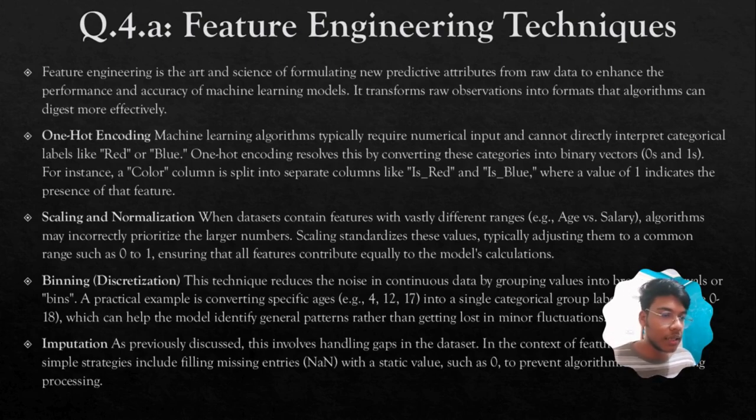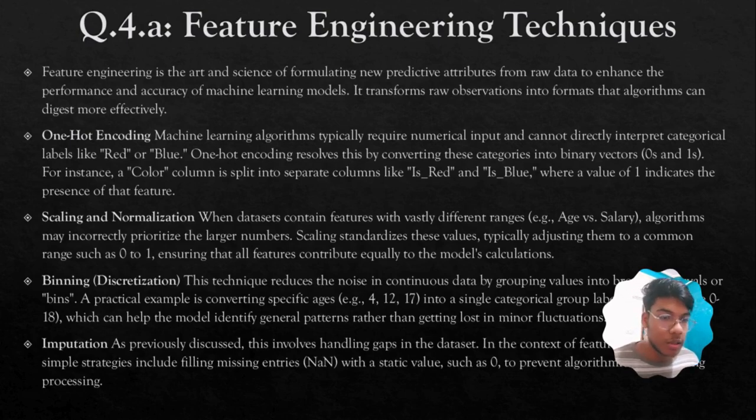When a dataset contains features with vastly different ranges, for example age, salary, and other things, algorithms may incorrectly prioritize the large numbers. Scaling standardizes these values, typically adjusting them to a common range such as 0 to 1, ensuring that all features contribute equally to the model's calculations.